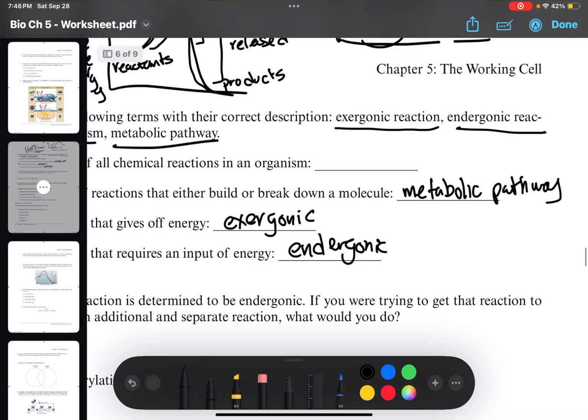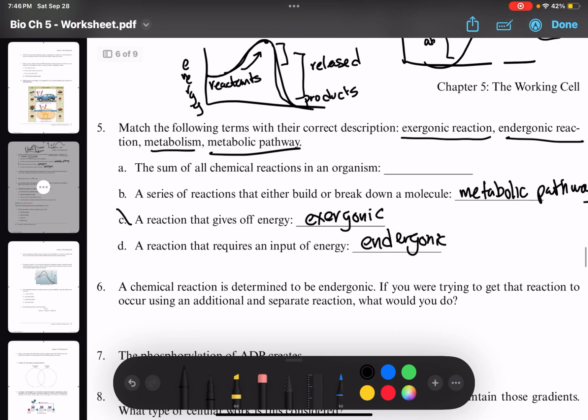All right. When it comes to the sum of all chemical reactions in an organism, that would be metabolism. Metabolism requires both the intake of energy and the releasing of energy. All right. It's not a series of steps. It's the general whole thing, right? So that would be metabolism. So that's the answer for number 5.